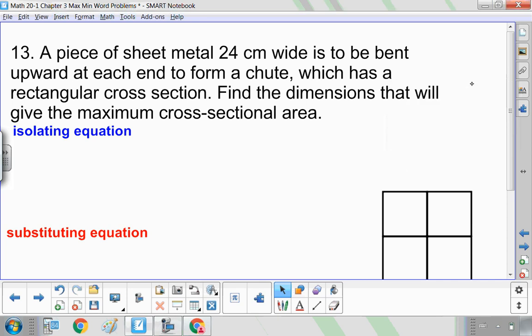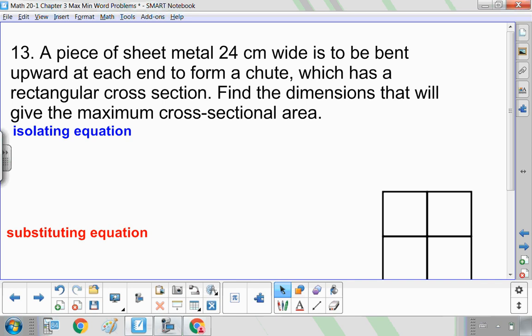This question is a little bit different from something we've done before. We have a piece of sheet metal that is 24 centimeters wide. We're bending up the edges, the outside pieces, to form a chute. Now, that chute, we want to have a rectangular cross section to have a maximum area. So in this case, I'm not given an answer, so I don't have an isolating equation.